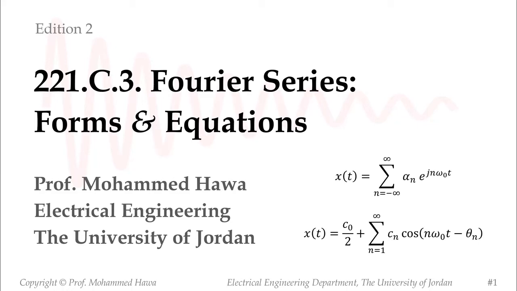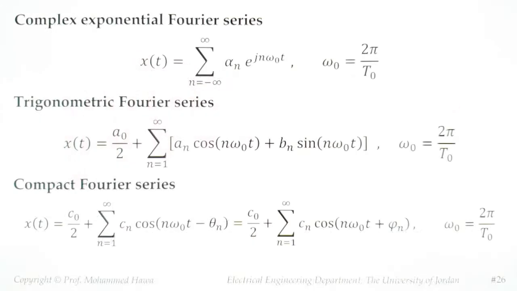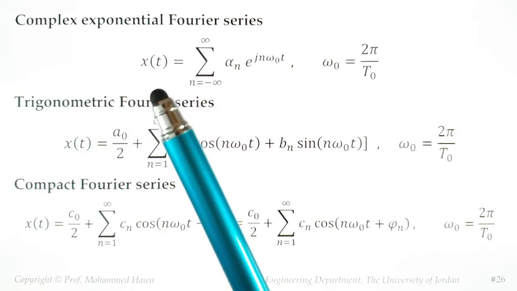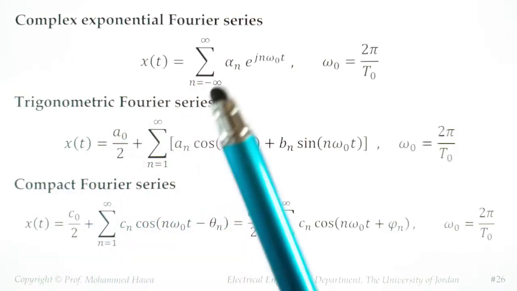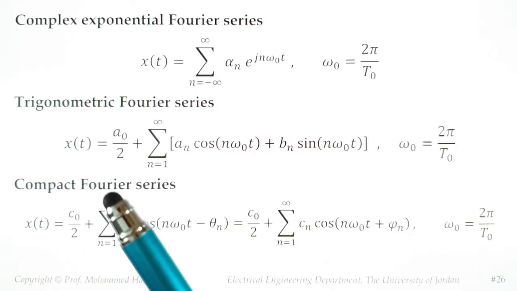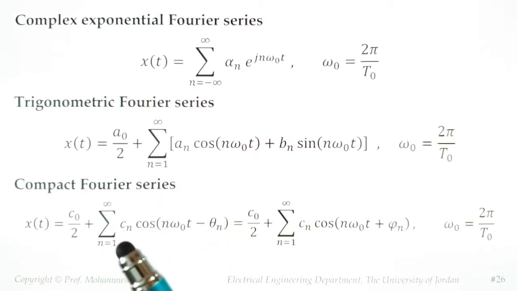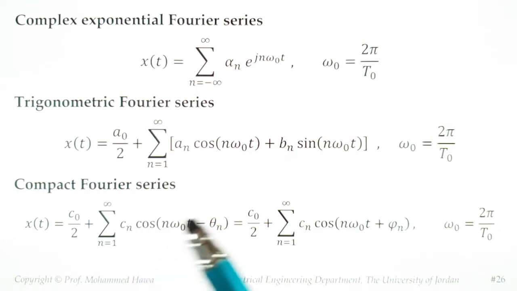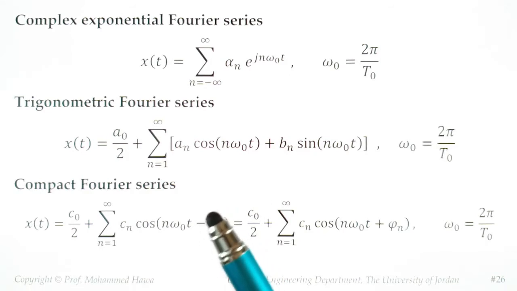Hi everyone, let us take a deep dive into Fourier series by looking at the equations describing the three different forms of Fourier series. Fourier series says that x of t periodic can be represented as an infinite sum of cosines. What I've shown you is the compact Fourier series form, where I added the cosines from 1 to infinity, and I changed the amplitude Cn and the phase shift minus theta n.